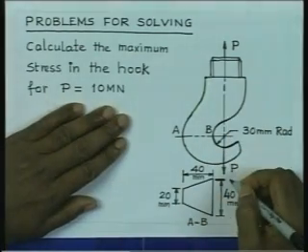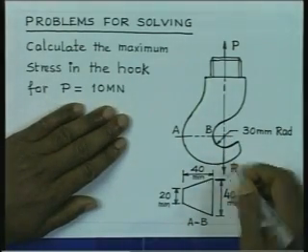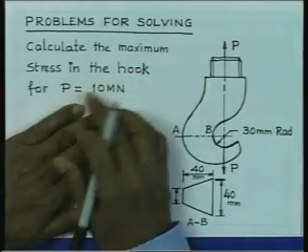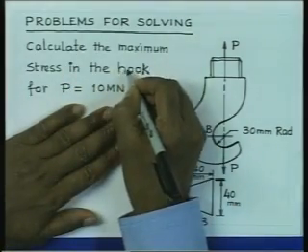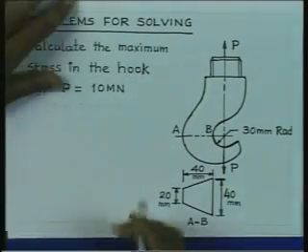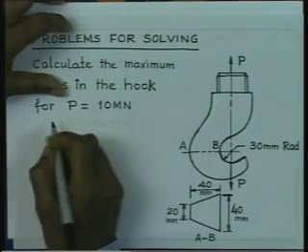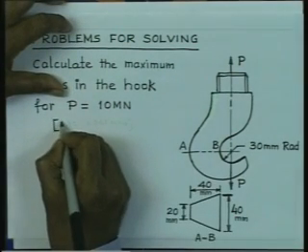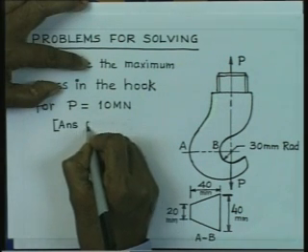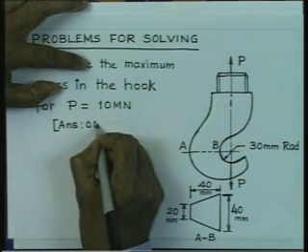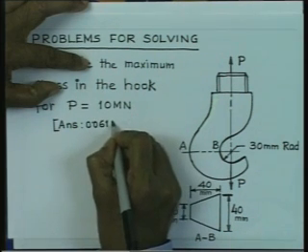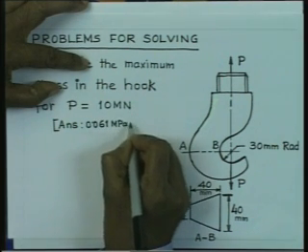The load applied on the hook is 10 mega Newton. You have to calculate the maximum stress in the hook for this external load P. You can solve this problem for yourself. The answer is going to be 0.061 megapascal.